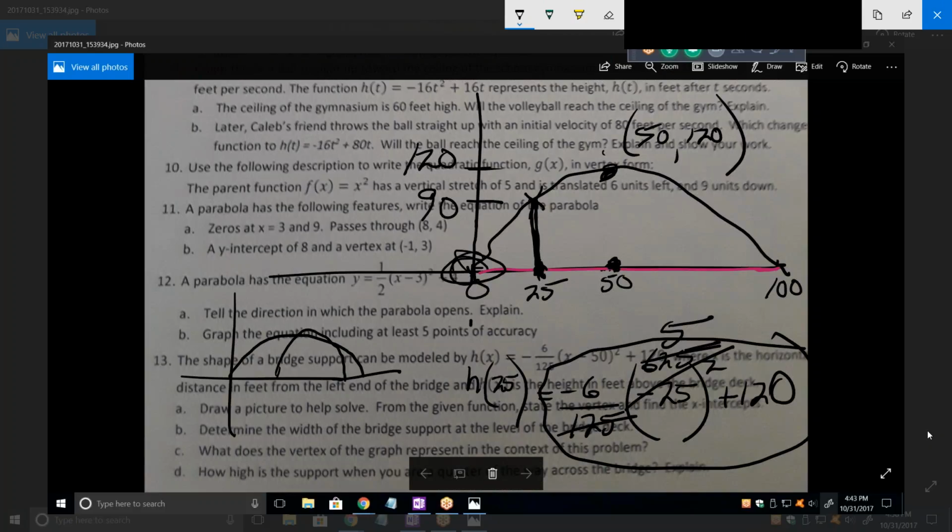But the very first part of this problem is draw a picture to help solve. Well, you can't draw an accurate picture right off the get-go without solving it. So you kind of have to draw an approximate picture, and then when you solve it, you see where all your key points are, and then you can replace the bridge support and the bridge onto the XY coordinate system more accurately.